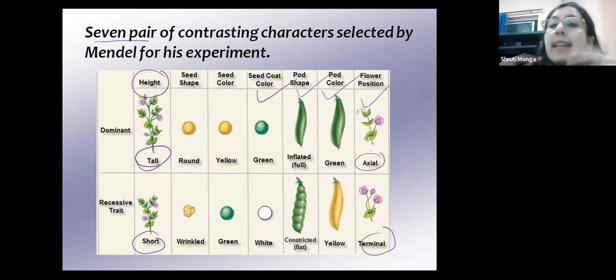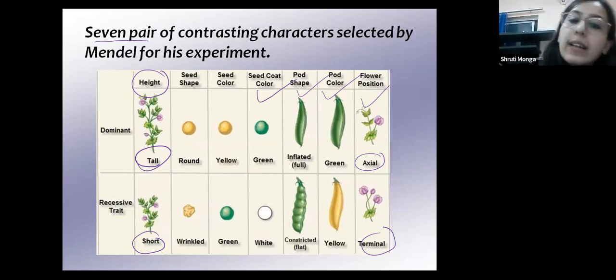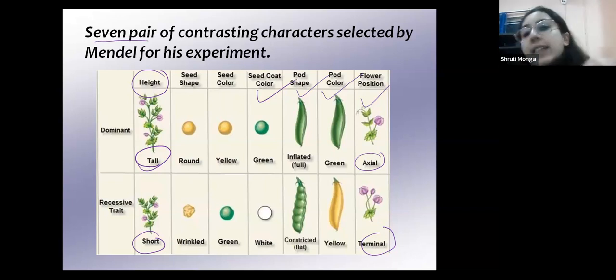Then he took the seed shape. One plant had round seeds, and one plant had wrinkled seeds. So he worked on opposite traits. Contrasting means opposite. If one is tall, the other is short. If one has round seed, the other has wrinkled seed. If one has yellow seed, the other has green seed.